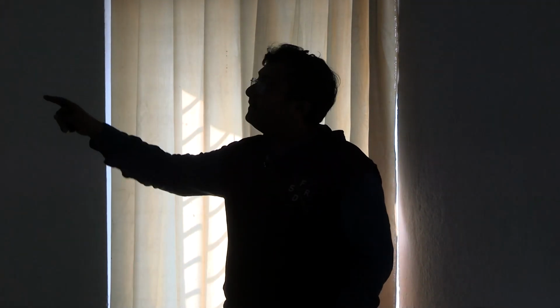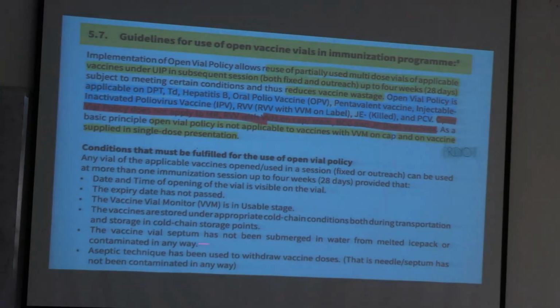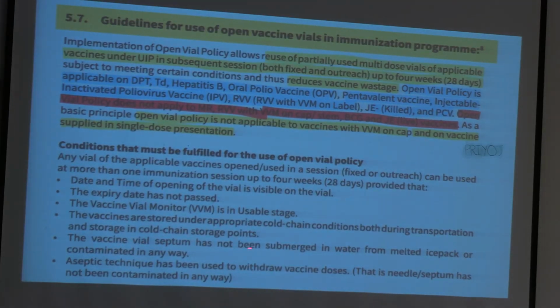But there are some conditions. The date and time of the opening of the vial is visible on the vial, the expiry has not passed. These conditions you have to remember, because it is asked in the viva, one or two statements came in the MCQ, okay. The vaccine vial septum has not been submerged in water from a melted ice pack or contaminated in any way.